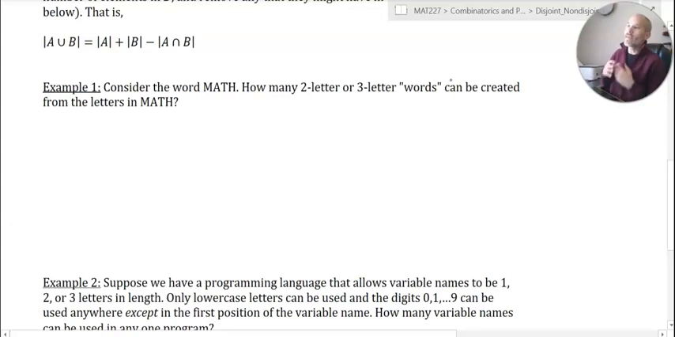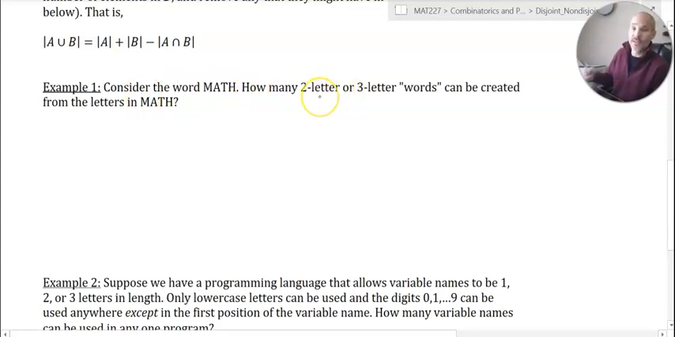All right, well, the way this comes in handy, we know we can apply a multiplication principle, and sometimes we add things if we're just trying to total things up, but when we're grouping, a lot of times we multiply because we want to count the number of sequences that we can generate out of a finite number of things. So let's consider the word math. We want to know how many 2-letter or 3-letter words can be created from the letters in the word math.